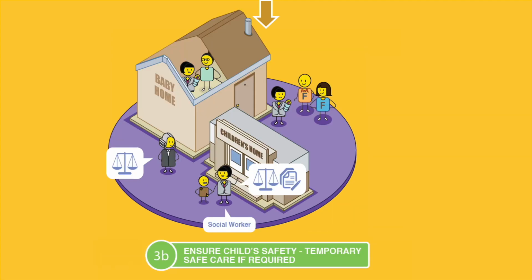If there is any risk to the child, they must be removed from their home, place of residence, or risky environment and placed in temporary care, such as a baby home or children's home, in foster care, or a registered place of safety. This removal will require formal legal intervention.